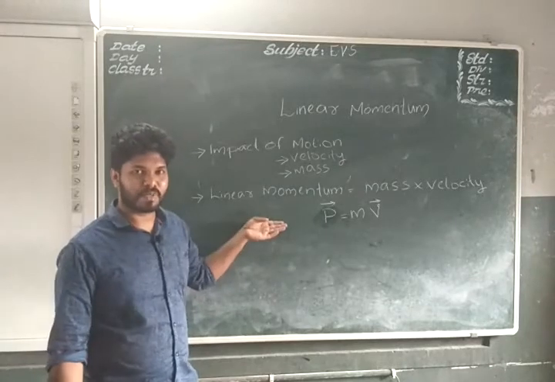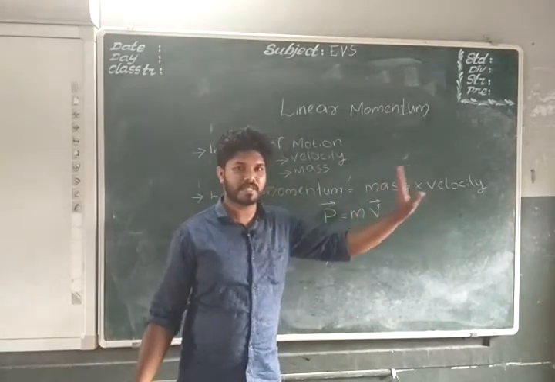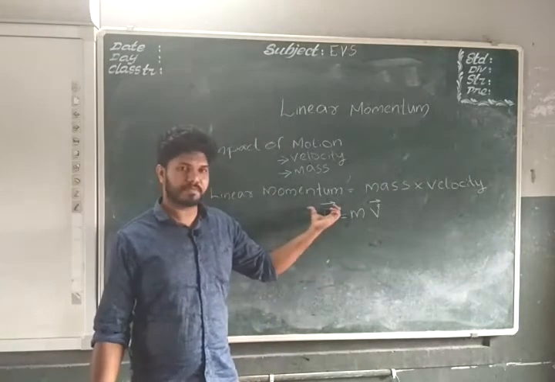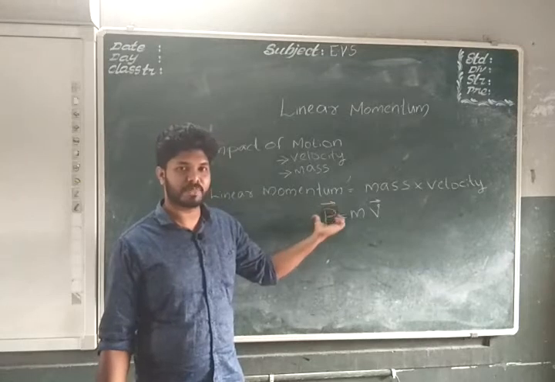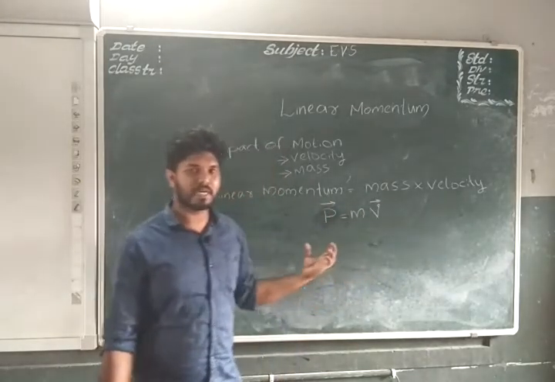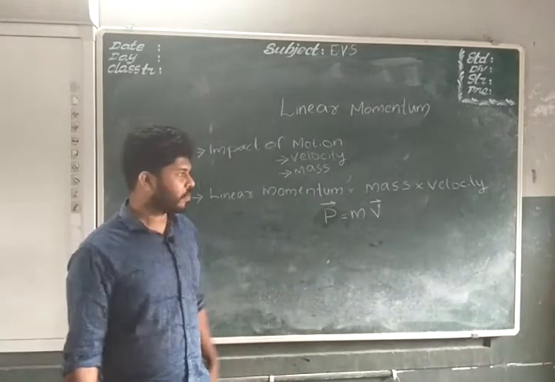So this is a new topic. Linear momentum is defined as the product of mass and velocity, and it is represented by the letter P. Vector P is equal to M into V, where M is the mass of the object and V is the velocity with which the object is traveling or moving.